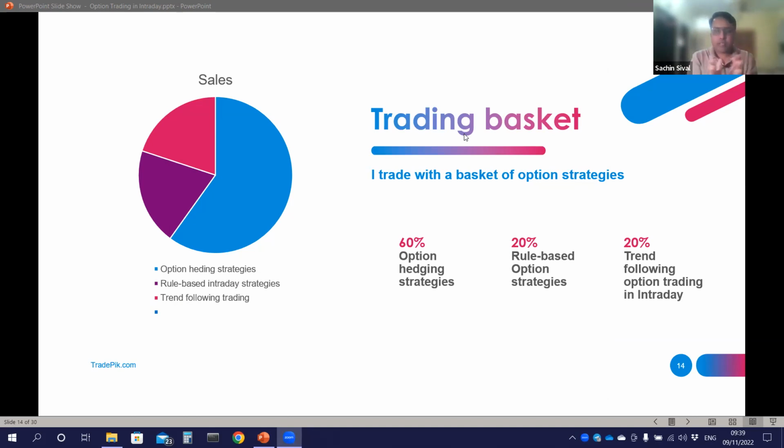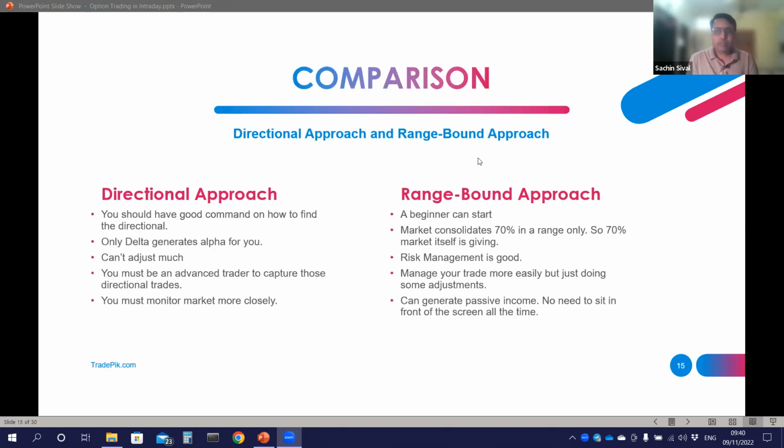So this is my overall basket. 60% in option hedging strategies. These are positional strategies, a combination of monthly and weekly both. I am creating a few strategies on the weekly expiry and a few with the monthly expiry in the stocks. So 60% capital goes there. 20% in rule based intraday option strategies, and 20% trend following. That is manual trading. Okay. So now let's come to our previous question, why I prefer to trade with the range bound approach.